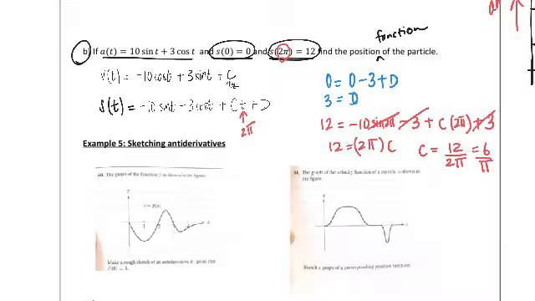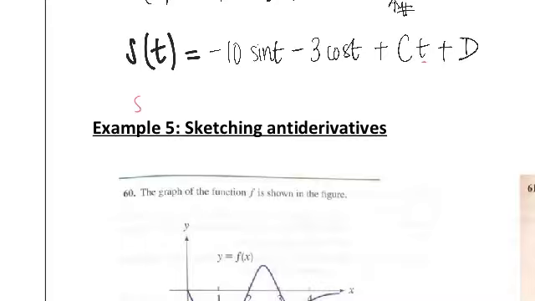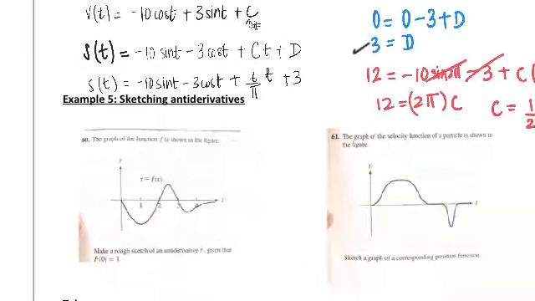Okay, so then you come back here, now you're ready to write your final answer, which will be s of t, the position function, is equal to negative 10 sine t minus 3 cosine t plus 6 over pi t plus 3, right? That's just putting in the numbers that we found for C and D.